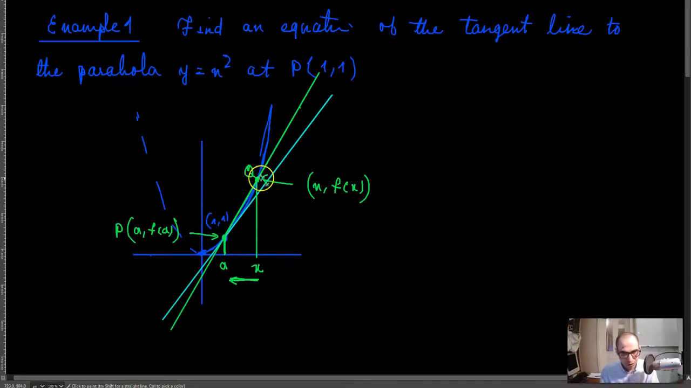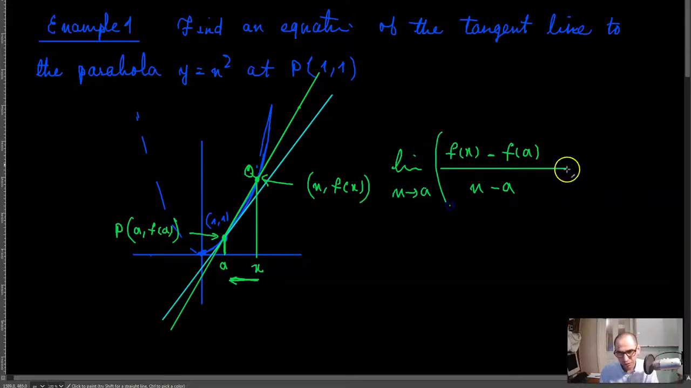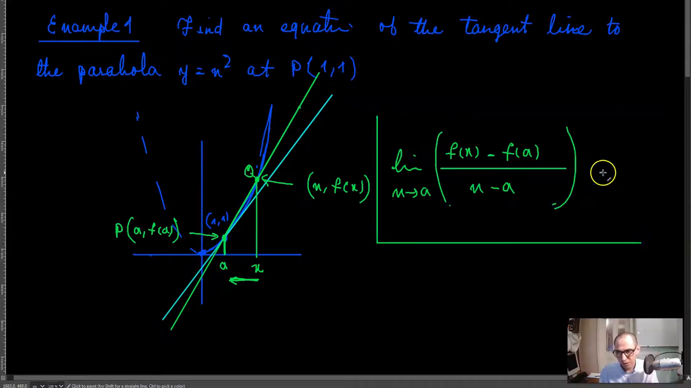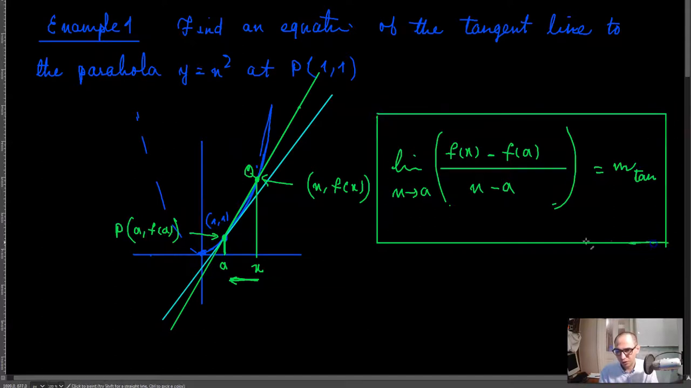So how do I calculate the slope of the secant line over here? It's the amount of rise that I have, which is f of x minus the height over here, f of a, and the amount of run is x minus a. I want this x to approach a. So I take the limit of this as x approaches a, and that becomes the slope of the tangent line. That way we can calculate it.